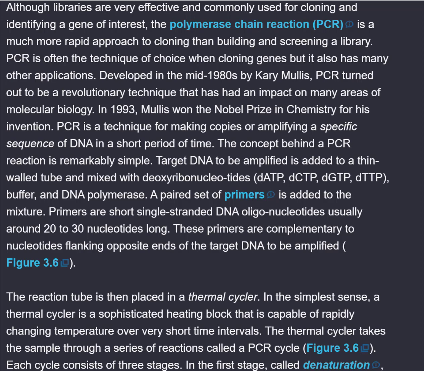Target DNA to be amplified is added to a thin-walled tube and mixed with deoxyribonucleotides, dATP, dCTP, dGTP, dTTP, buffer, and DNA polymerase. A paired set of primers is added to the mixture. Primers are short single-stranded DNA oligonucleotides, usually around 20 to 30 nucleotides long. These primers are complementary to nucleotides flanking opposite ends of the target DNA to be amplified, figure 3.6.